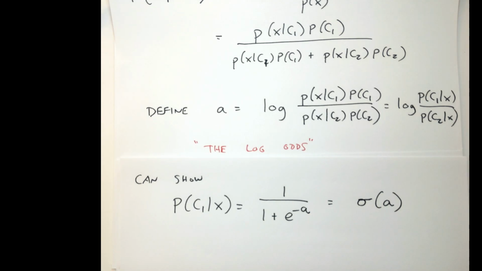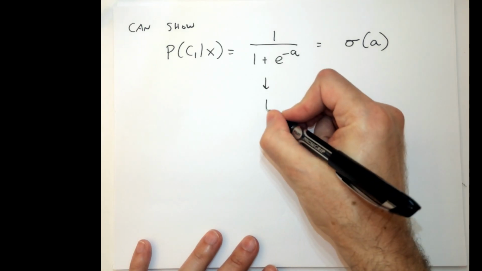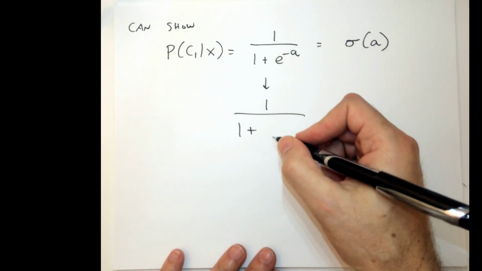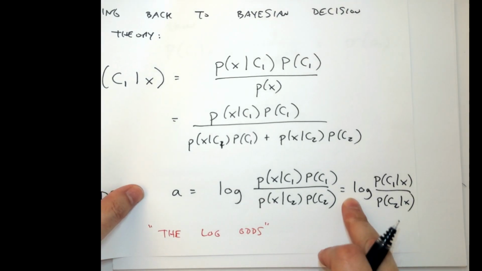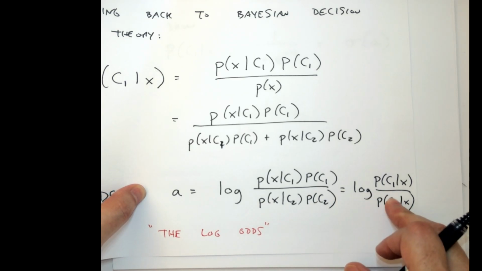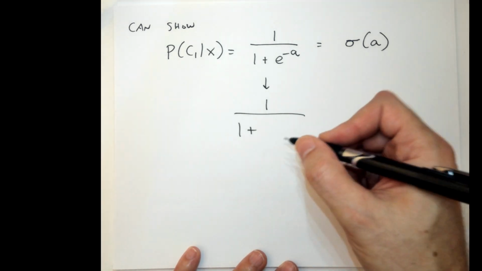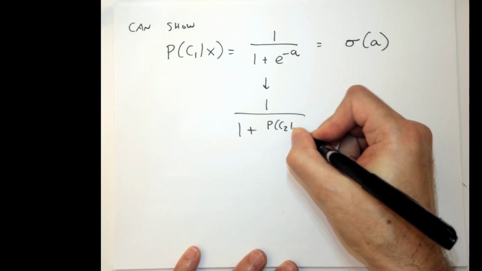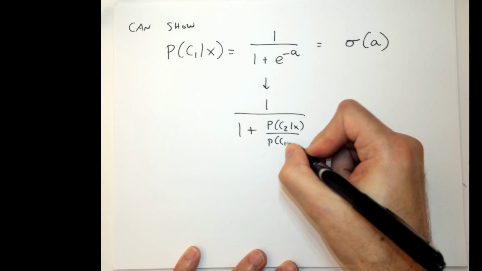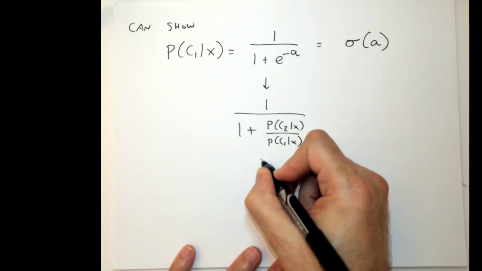So if I want to do a quick back of the envelope calculation, let's just show why this is true, right? This is like saying I have 1 over 1 plus e to the minus A, and looking at this, it's like taking e to the minus log, right? So what I'm going to get is this ratio, right? Dot, dot, dot.